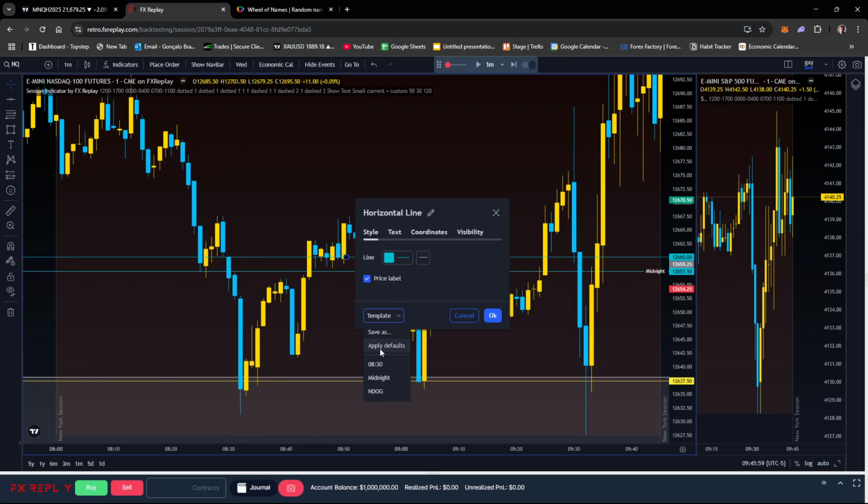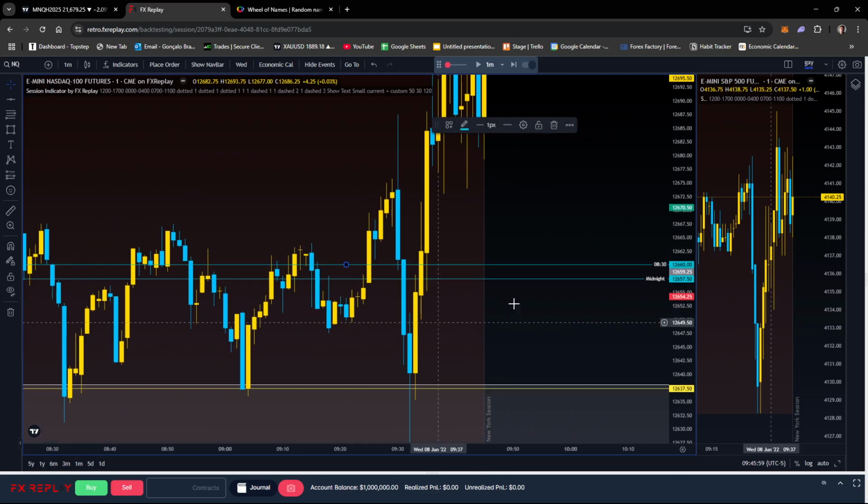You know, I'm going to keep doing these backtests. Sometimes you're going to see out of 10 trades, I lose 6, right? And sometimes it's performing terribly. So midnight, 8:30.